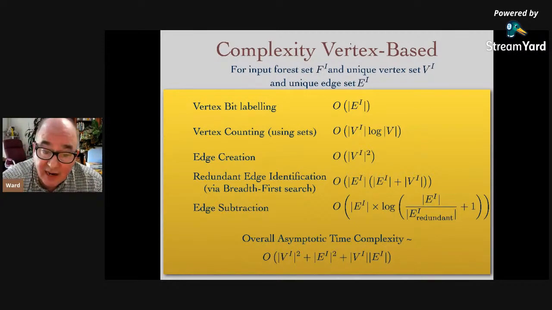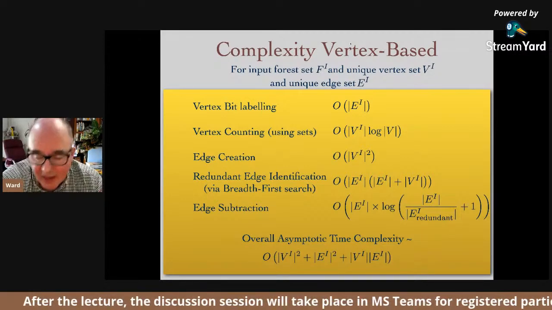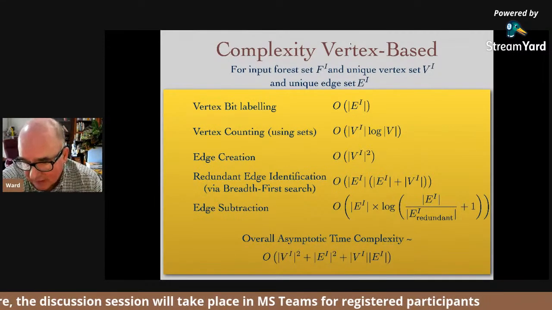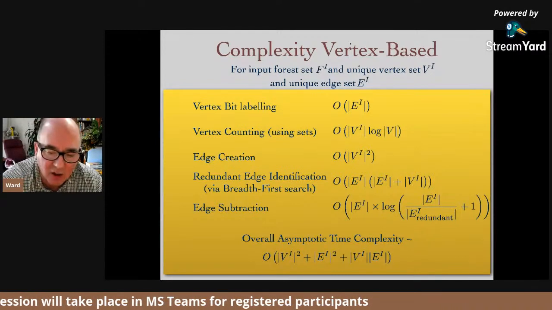Then you have to identify the redundant edges. This is done by a breadth-first search to verify that when you remove an edge, there still is a path between the two vertices that define that edge, and that's this operation here. It's the number of edges times the number of edges plus the number of vertices. The edge subtraction operation is a set operation that can be done relatively efficiently. It's roughly E log E, as you can see here, or E log factor.